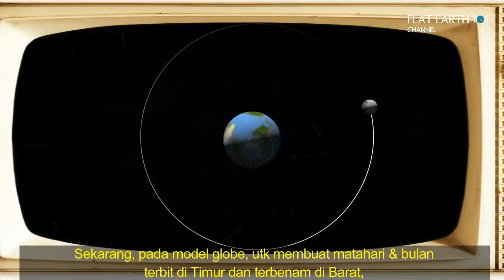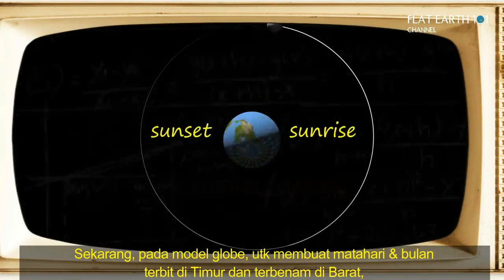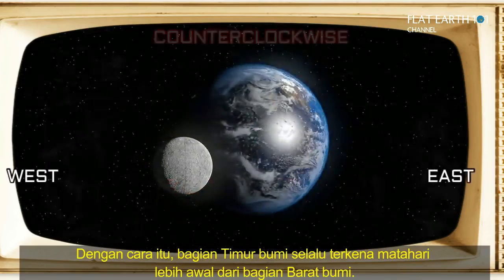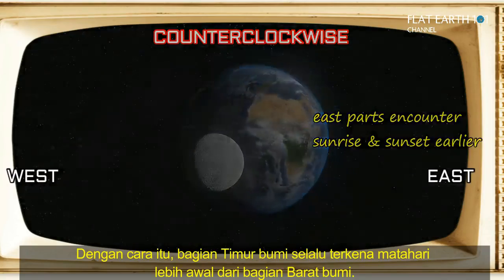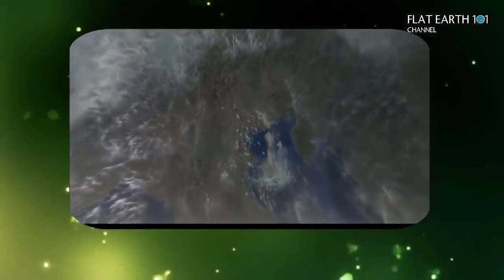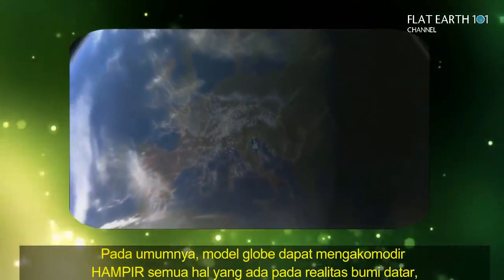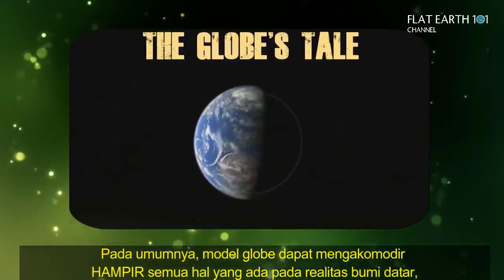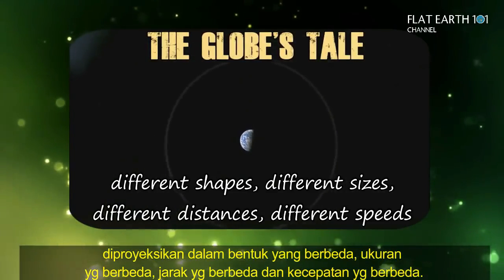Now, in the globe model, in order to make the sun and the moon rise in the east and set in the west, they have to make the globe model rotate from west to east. In this way, the east side of the earth encounters the sun earlier than the west side of the earth. Most of the time, the globe model can accommodate almost everything from flat earth reality, projected in different shapes, different sizes, different distances, and different speeds.